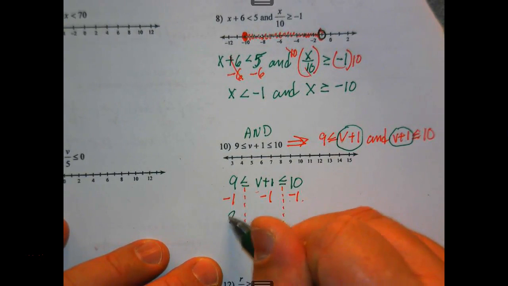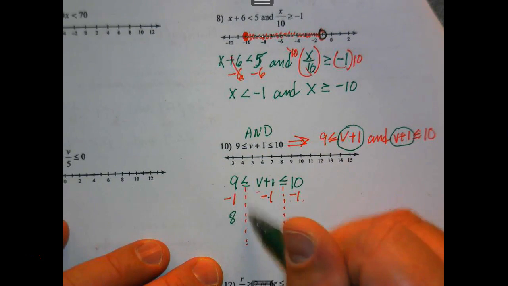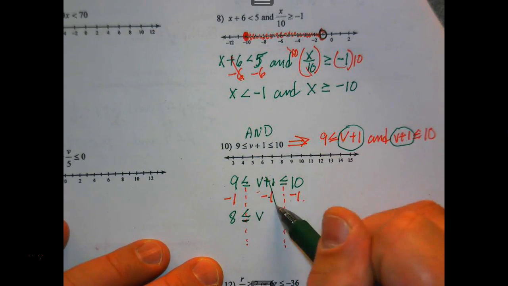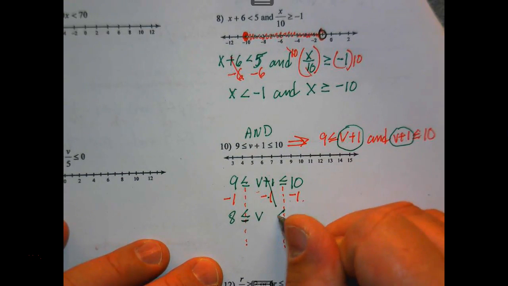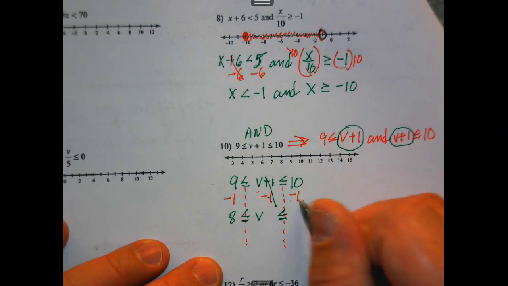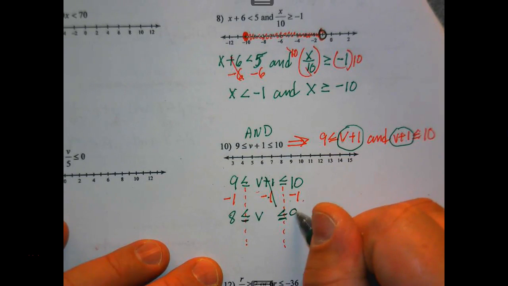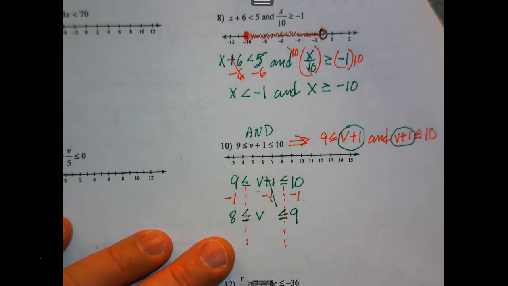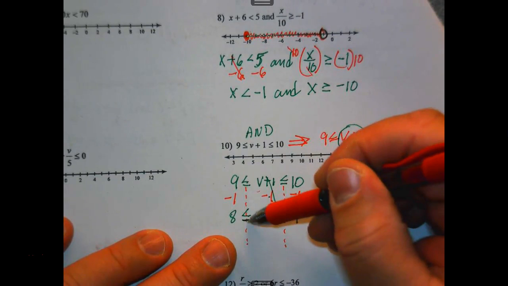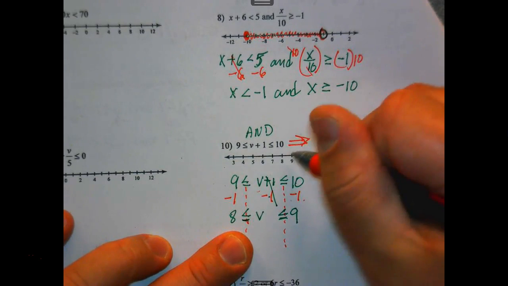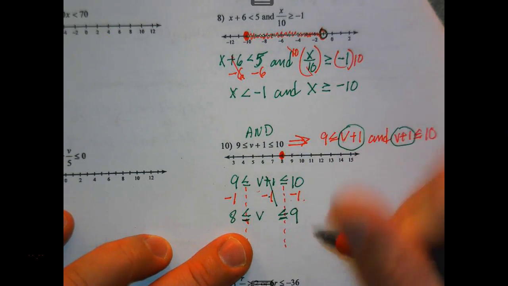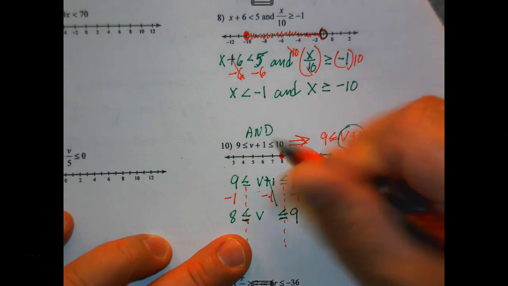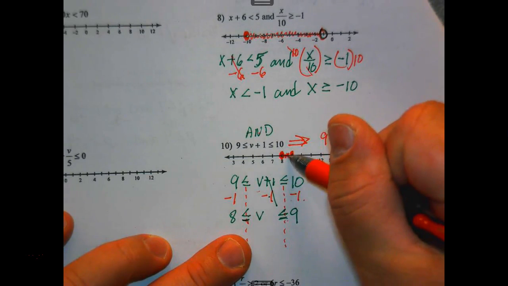We're subtracting 1, so the sign stays the same. 9 minus 1 is 8. This goes to 0. 10 minus 1 is 9. So I have 8 and 9. The number 8 gets a closed circle because of the equal sign. The number 9 gets a closed circle because of the equal sign. It's an and problem, so I shade in between.